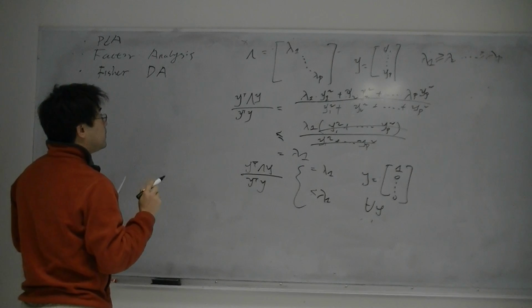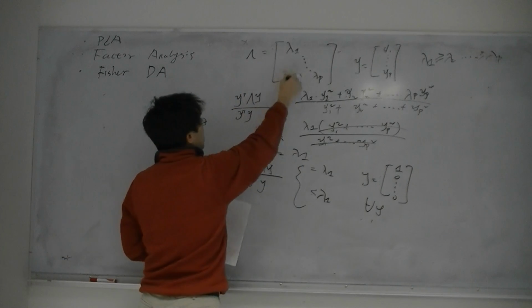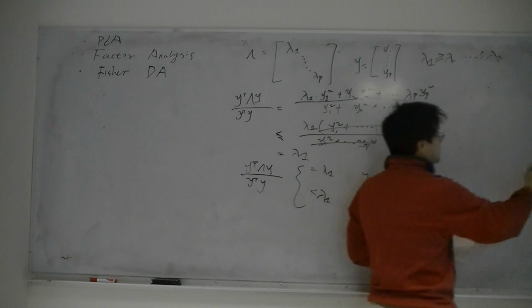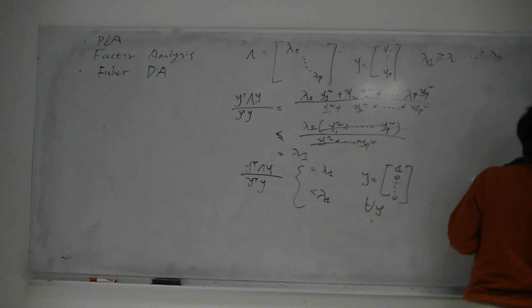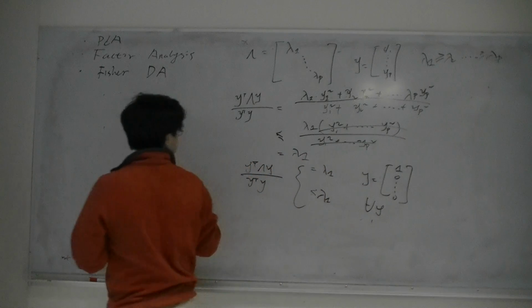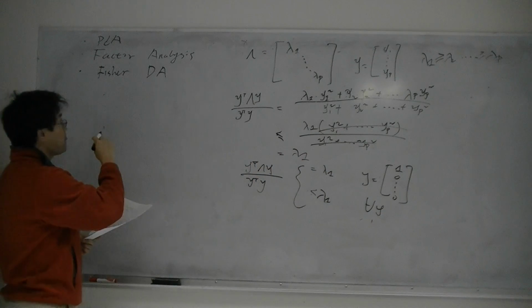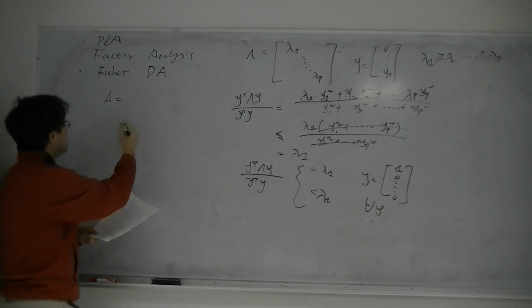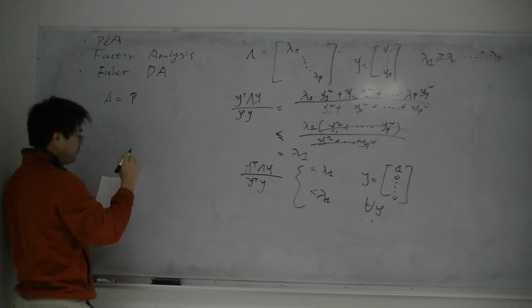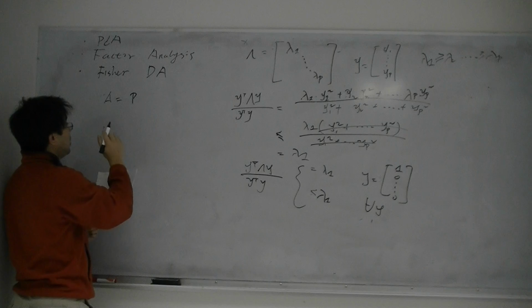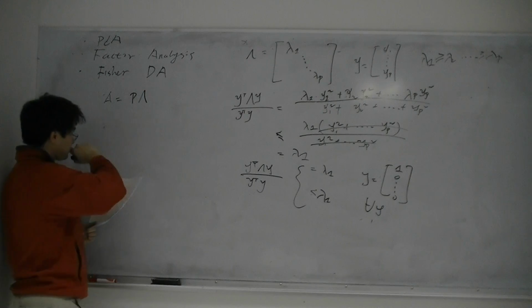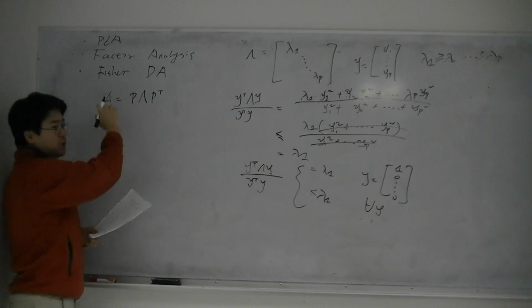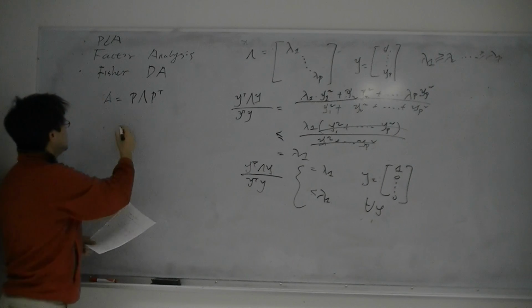Now here we are using a diagonal matrix lambda, but for this theorem we need a symmetric positive definite matrix A. So let us try the case for A. We can decompose A into P, which is the eigenvectors of A, lambda, and P transpose. This is the eigen decomposition because A is a positive definite matrix.